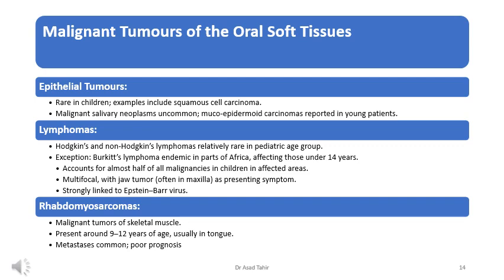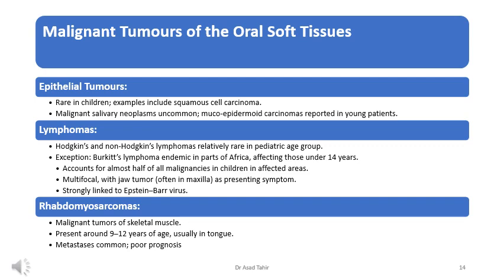The exception is Burkitt's lymphoma, endemic in parts of Africa, affecting those under 14 years. It accounts for almost half of all malignancies in children in affected areas. Multifocal, with a jaw tumor, often in the maxilla, as the presenting symptom. Linked to Epstein-Barr virus.